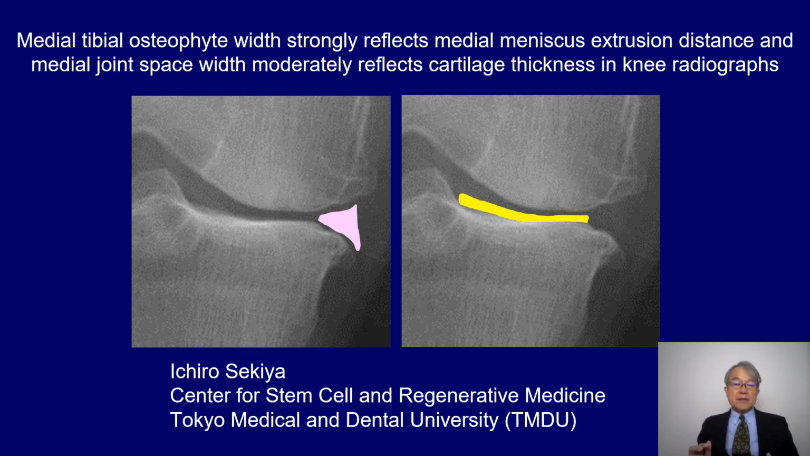The title of my study is: Medial tibial osteophyte strongly reflects medial meniscus extrusion distance and medial joint space moderately reflects cartilage thickness in knee radiographs.